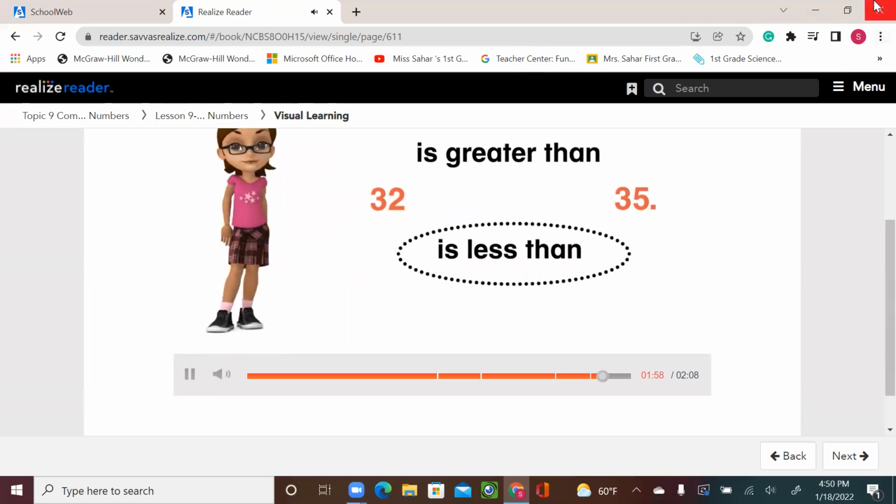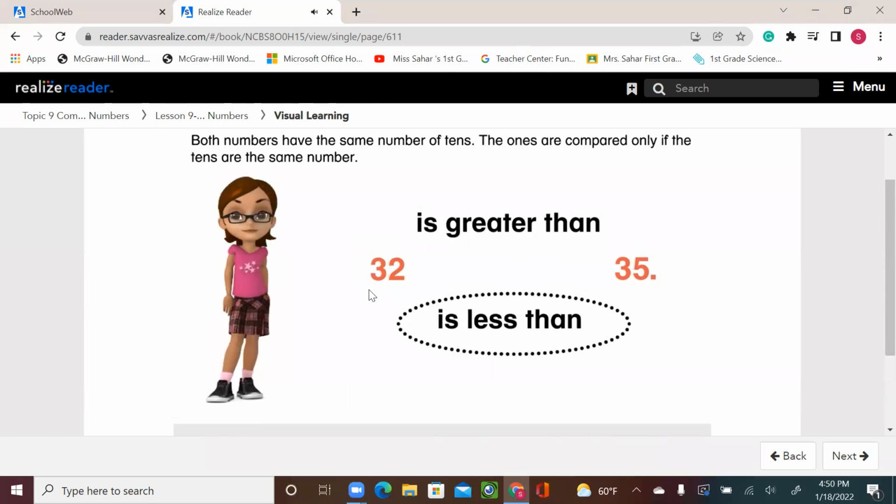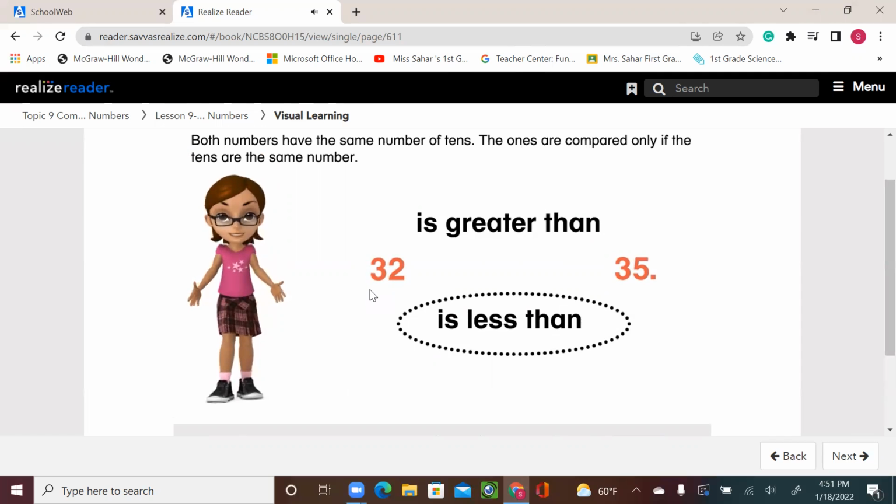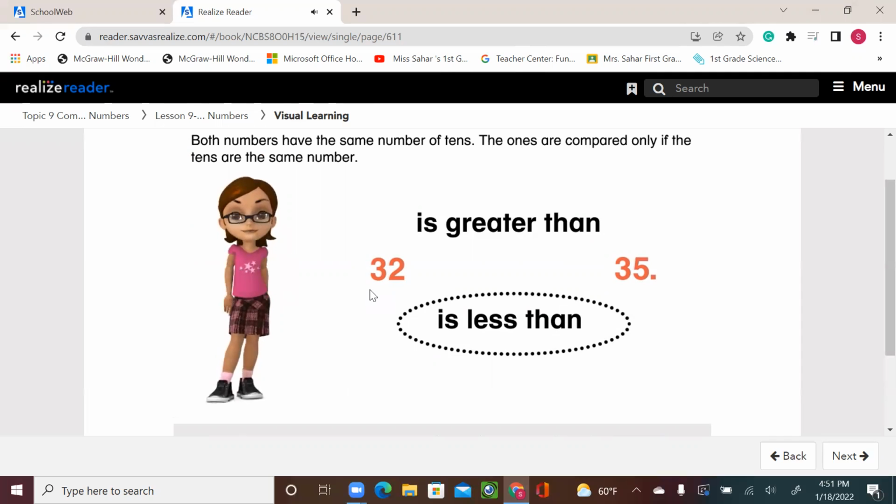Both numbers have the same number of tens. The ones are compared only if the tens are the same number. Comparing numbers is a blast. So again, first when I compare two-digit numbers with other two-digit numbers, I look for the tens. If I see one number has more tens, that's greater than the other number. But if I find my tens are the same, only in this case, I look for the ones. So remember, to compare, we need to look for the tens. If the tens are the same, we look for the ones.